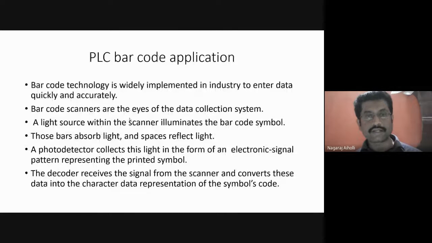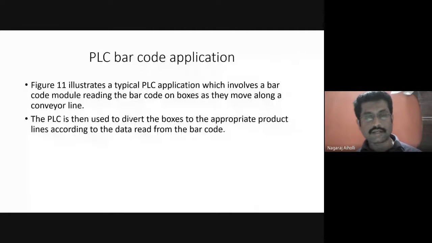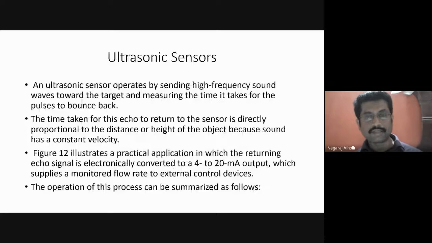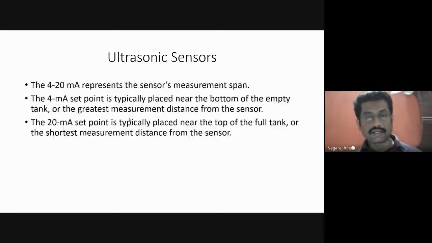Then another application of the light sensor is PLC barcode application, which scans the bars and the spaces. Based on this, it identifies the object and its application here, considering this diagram. Then the ultrasonic sensors. What are ultrasonic sensors? They work on the principle of transit time or change in velocity, and its application to detect the empty tank or the empty container and the full tank or the full container. Based on empty tank, it generates 4 milliampere signal. If it is full tank, then the signal that is generated will be 20 milliampere signal. This is how it is calibrated.